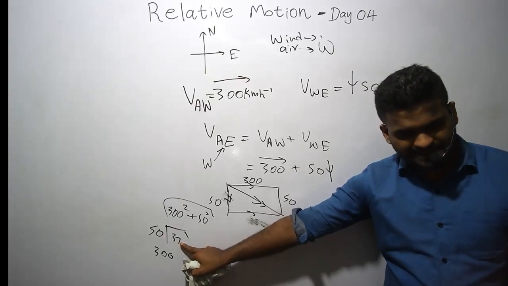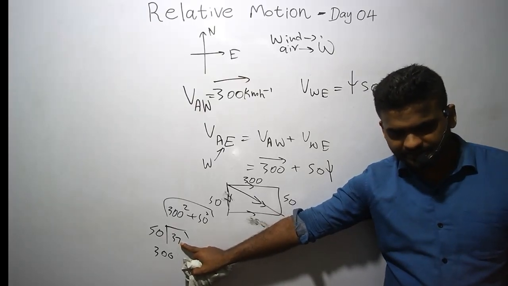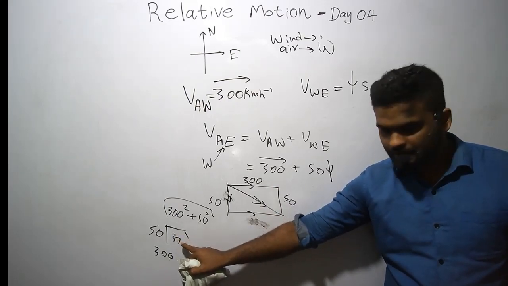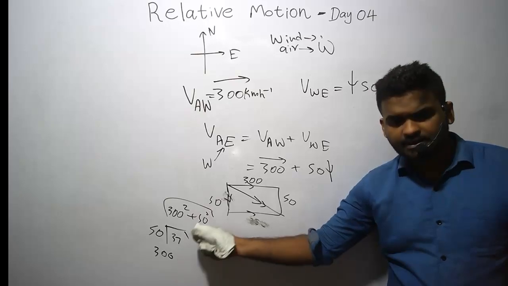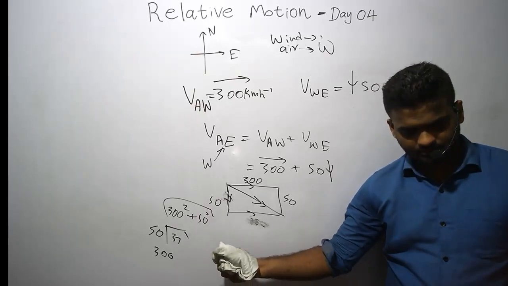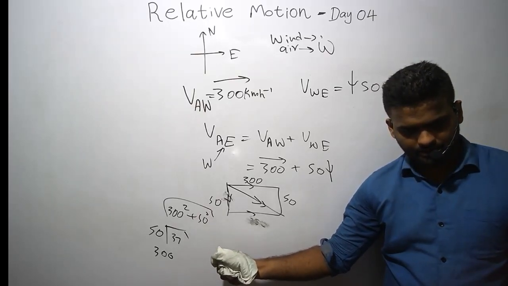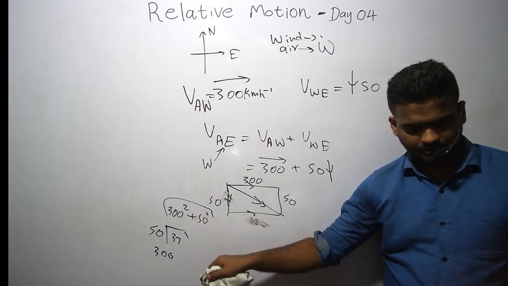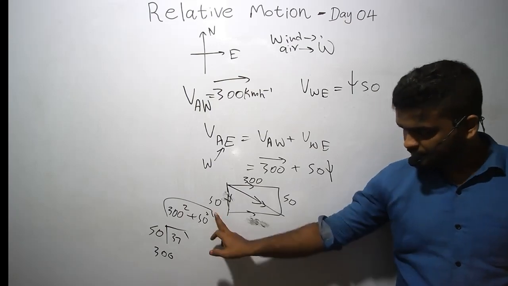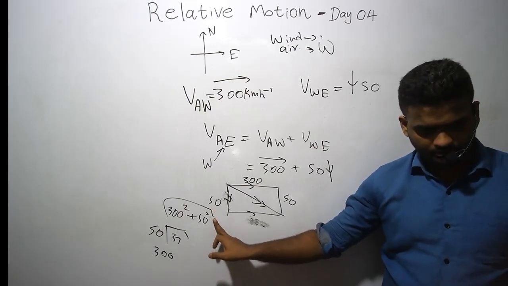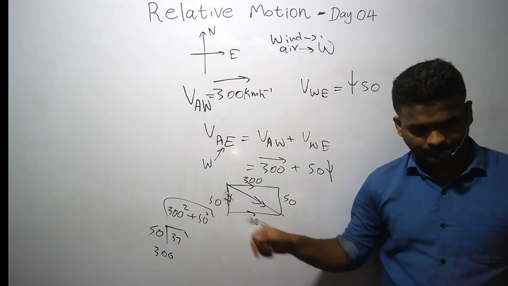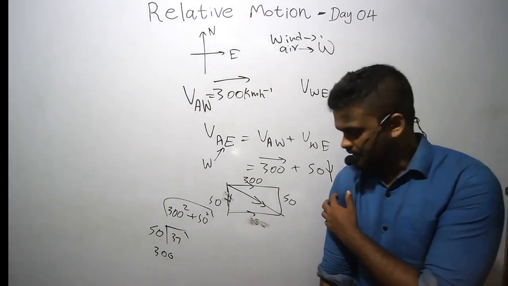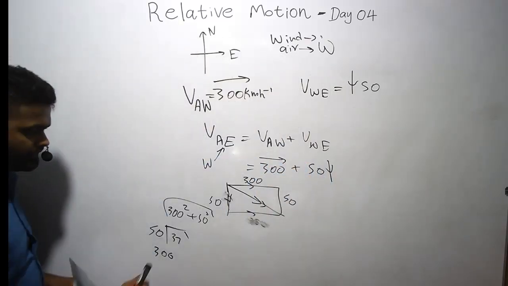Root 36 means 6 point something, right? Because 36 means 6 when you take the root. Did you understand? 37 should be slightly larger than 6. I don't know whether you understood that. Did you understand up to here? Okay, the simplification part, right?